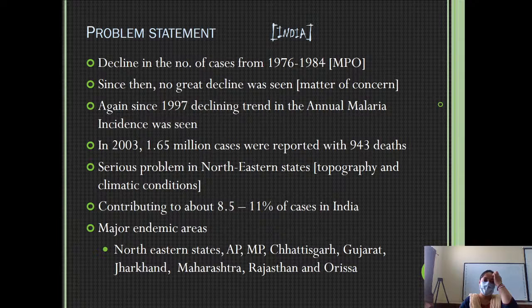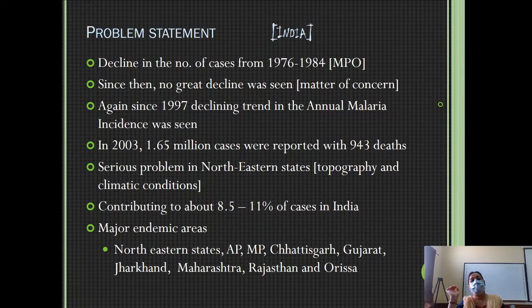So the burden continued to be high, and that is why a change in strategic approach was needed, which was implemented through the modified plan of operation, or MPO. You will find a reference to this in the malaria control program when you read it from the national health programs. But even after the modified plan of operation, where a significant dip in the morbidity and mortality due to malaria was seen, almost halved of its earlier levels, again there was stagnation and no great decline was seen. For a great many years, till 1997, it remained stagnant from almost 1984, for a decade and more.